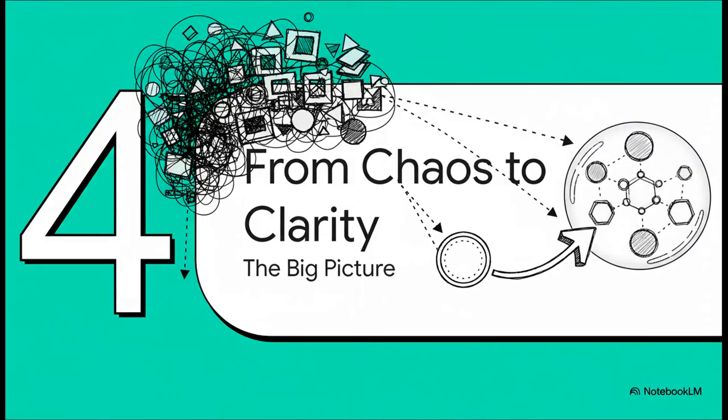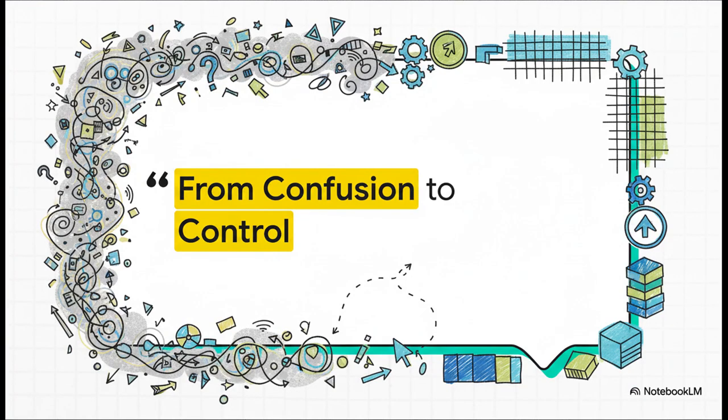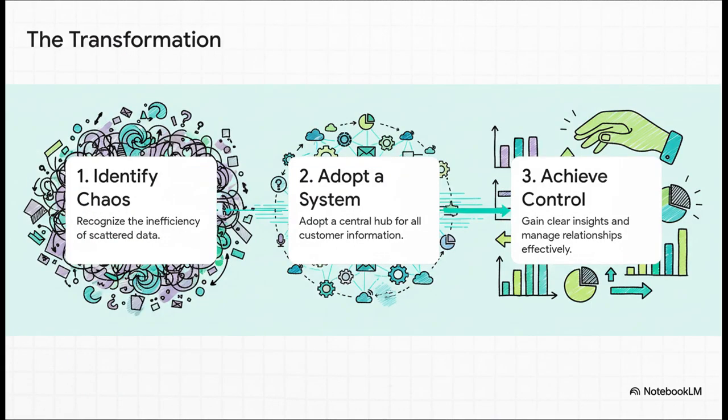Okay, so let's zoom out. Let's pull all these pieces together and look at the big picture here. What's the single most powerful message this ad is trying to get across? It really all comes down to this simple phrase they use: from confusion to control. That's the entire story in just 4 words. It's not just a product description. It's the description of a journey, a transformation from a state of pure chaos to a state of clarity and command.